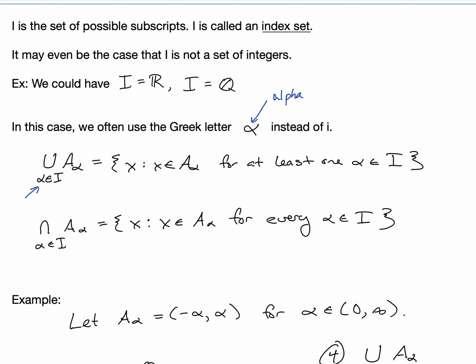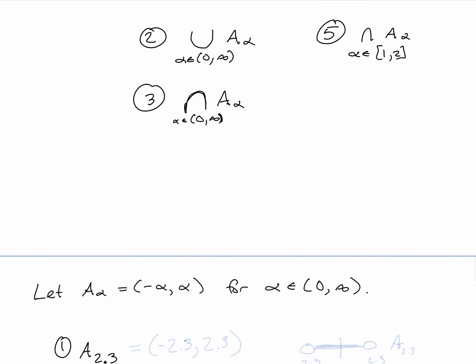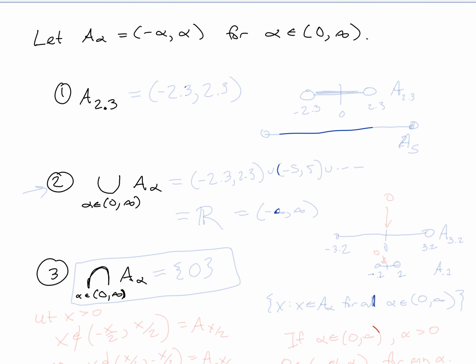So, for example, we could let A alpha be the set from negative alpha to alpha for any alpha in the set of non-negative real numbers. If that's the case, I'd like you to find A sub 2.3. What is that set? And then I'd like you to find the rest of those unions and intersections. Okay, so what is A sub 2.3? That is just the open interval from negative 2.3 to positive 2.3.